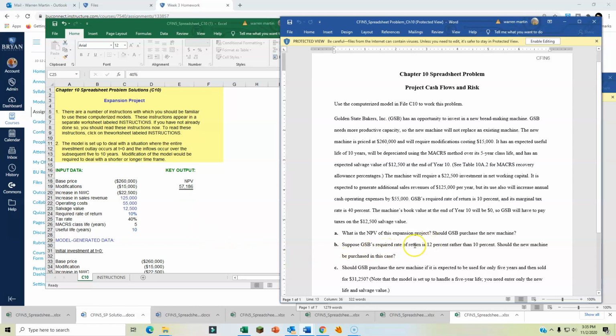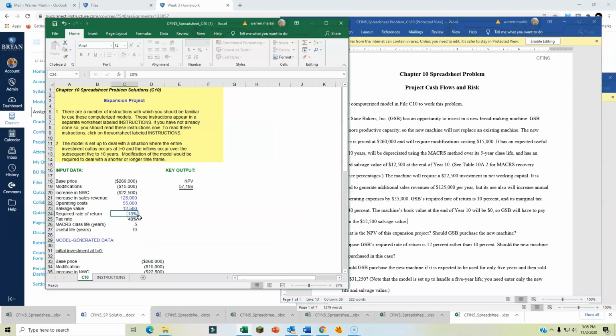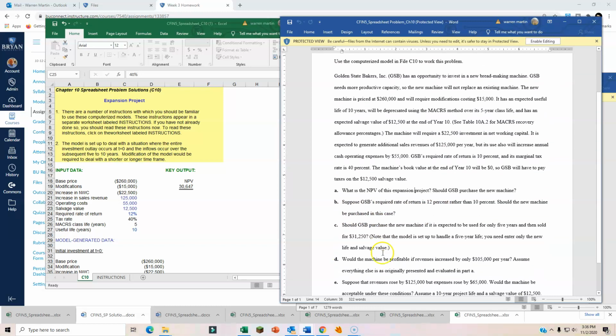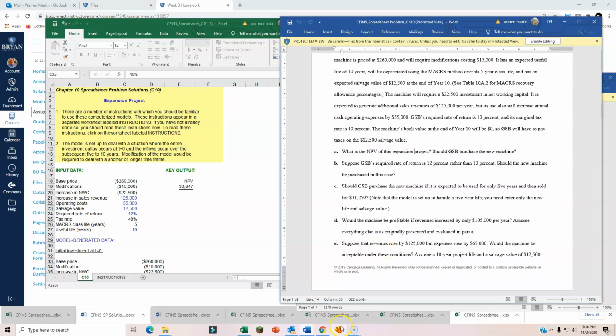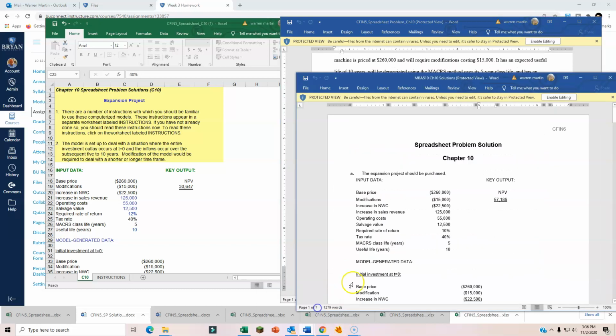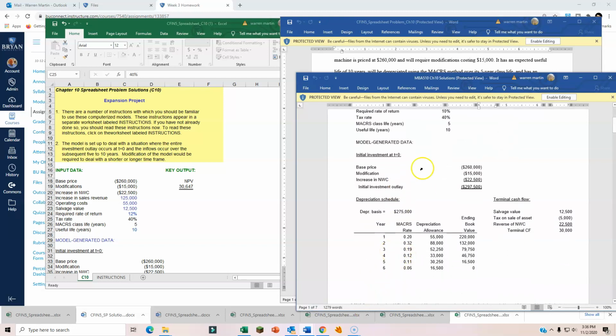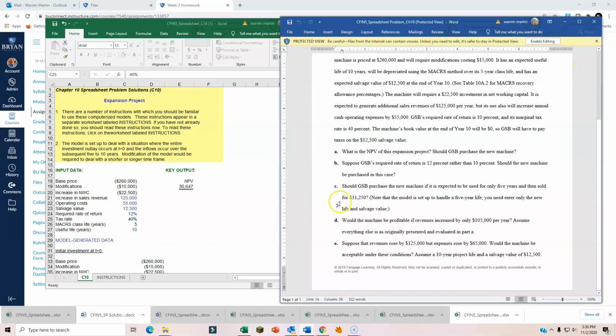Okay, and then we got, suppose required rate of return is 12% rather than 10%. So we just go over here and change that number to 12%. Come back over here, and you would answer the question. We can check with our little cheat sheet if we want. Actually, they don't give us those, so never mind. But anyway, so C.